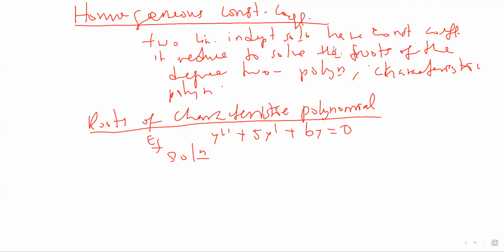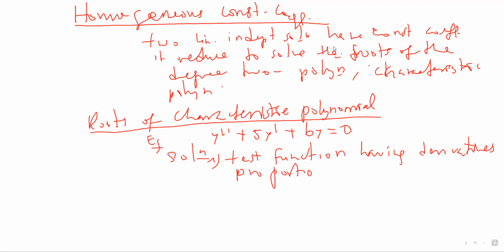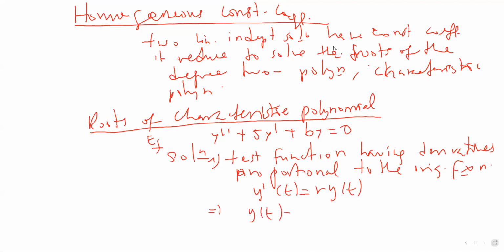First, take a test function, one having derivatives proportional to the original function. An example is to take y prime is equal to r y of t. Such a function will simplify the equation. So if y prime of t is equal to r y of t, then it implies y of t is nothing but e to the power rt.